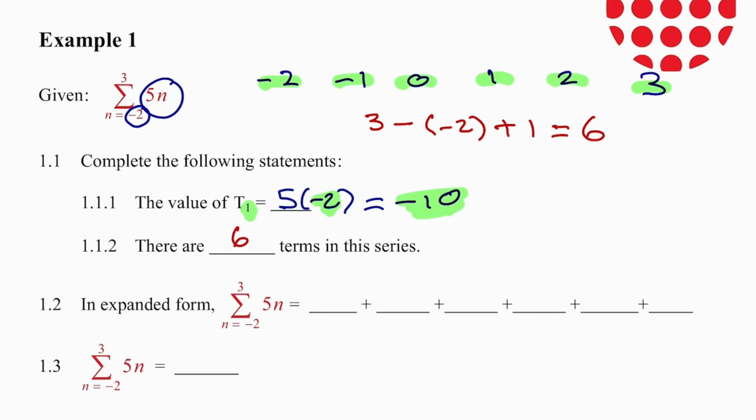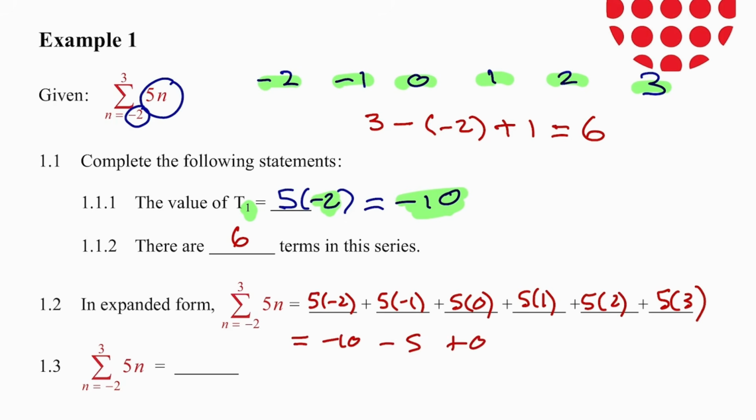In expanded form, we are going to substitute minus 2 into the formula. I'm going to show the steps; usually we would just put the answers down. 5 times minus 2, then you increase that by 1. So 5 times minus 1, increase by 1. So you get 5 times 0, then 5 times 1, then 5 times 2, and eventually 5 times 3. If we simplify that, we get minus 10, minus 5, plus 0, plus 5, plus 10, and plus 15.